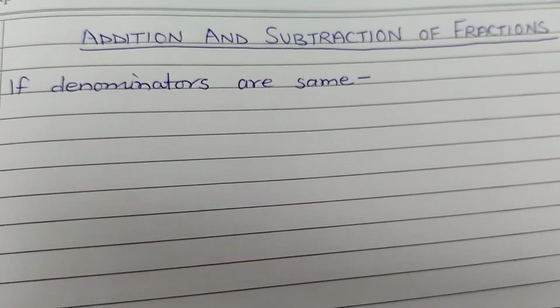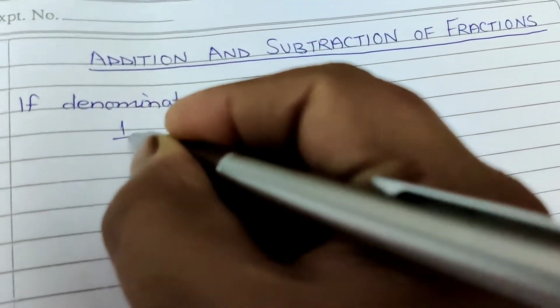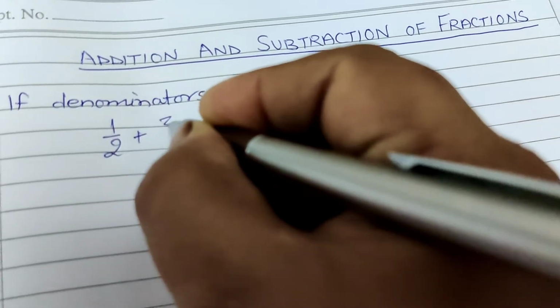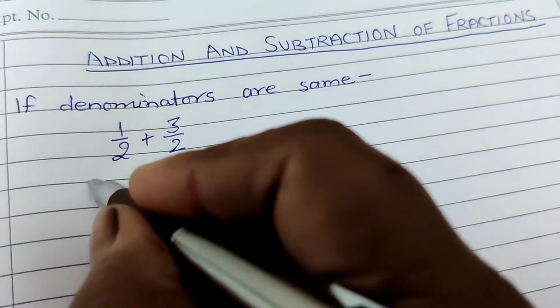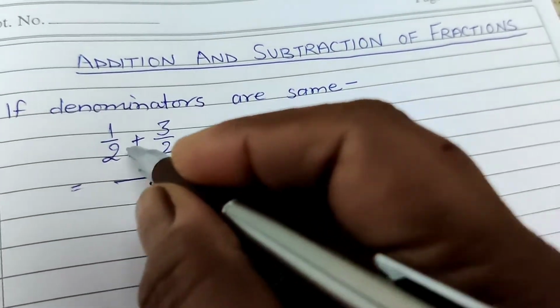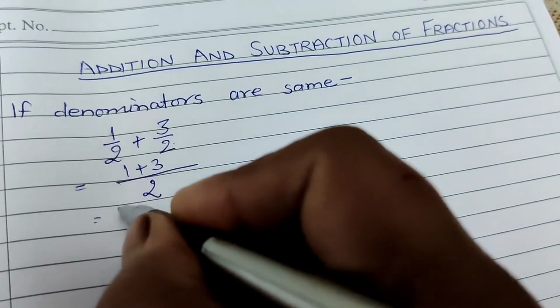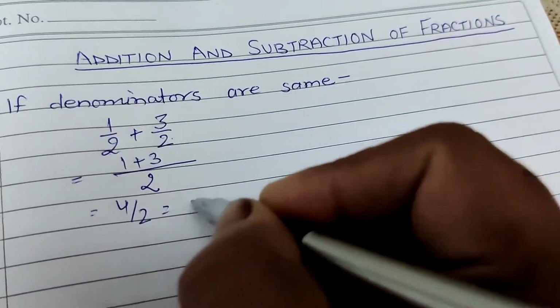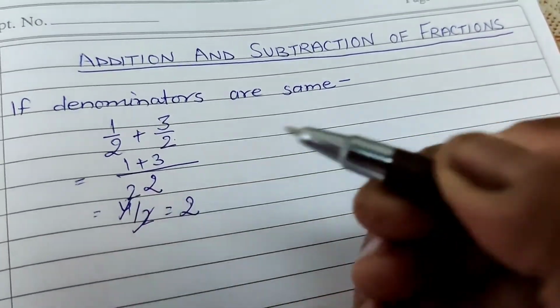If the denominators are the same, let us take two fractions. Suppose 1 by 2 and 3 by 2. The denominator is the same in both. We can add simply by taking 2 as the denominator and 1 plus 3 equals 4 by 2. And you will get the answer 2, by cancelling 2 into 2 is 4.